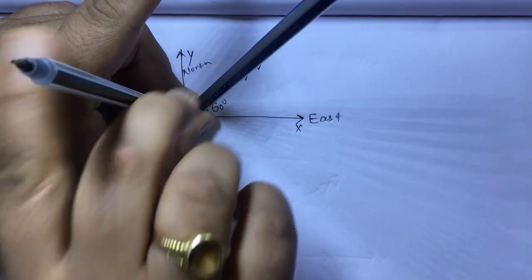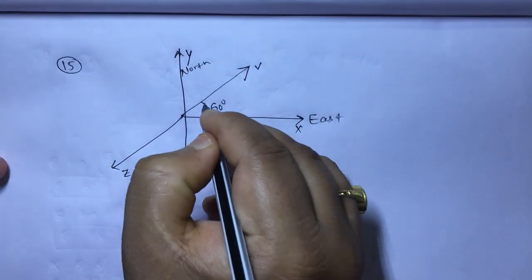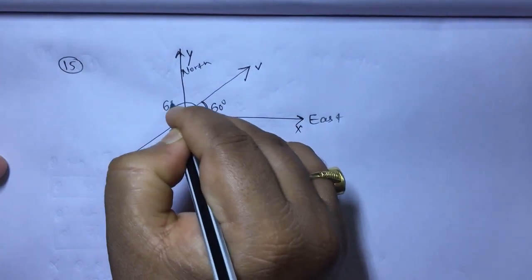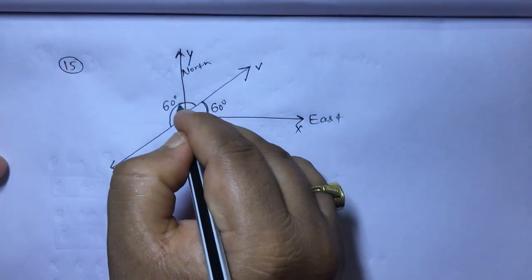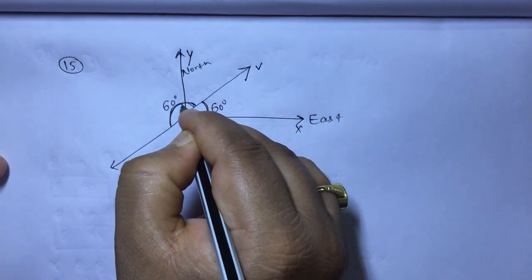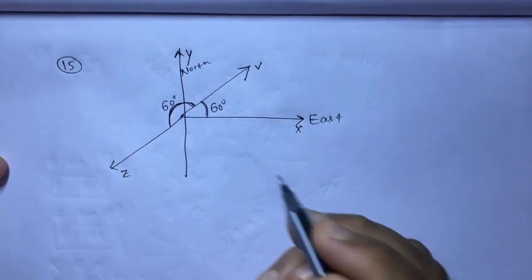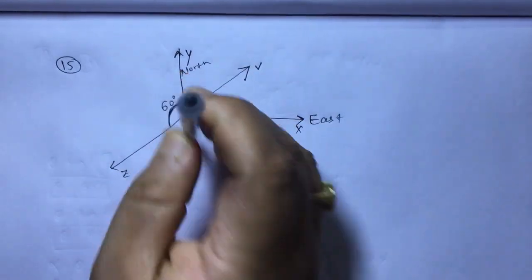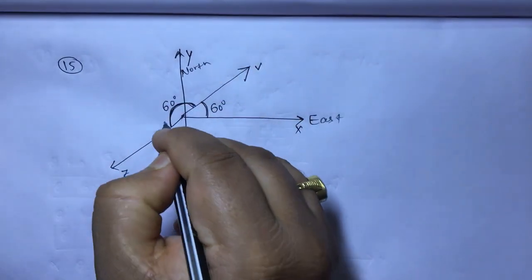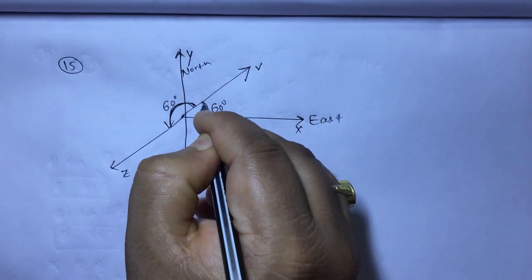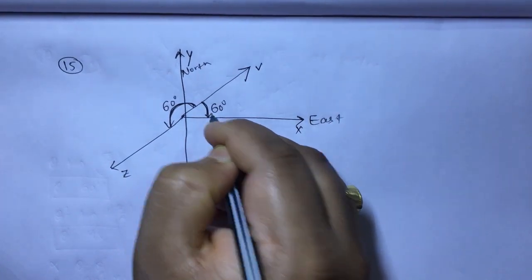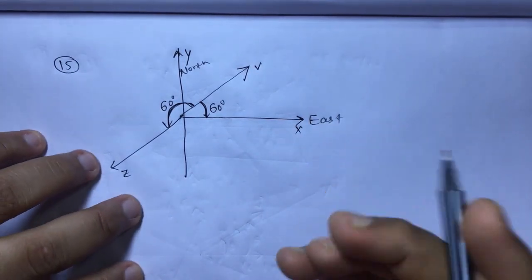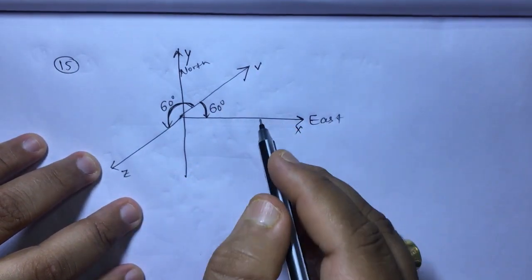Now let us draw it on a paper. So what is given? This angle is 60 with east, and with the vertical this angle is also 60. Now remember, in the paper it will not look like 60, it will look like 150 or something like that, but actually you have to understand that this angle is nothing but 60 degree. This angle is 60 and this angle is how much? 60 degree.